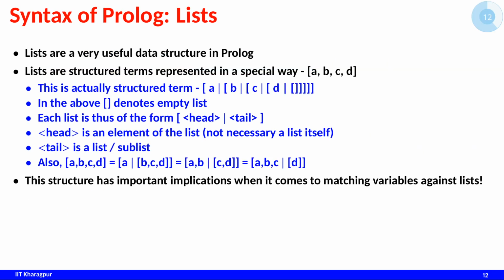Another important thing in Prolog is the list, which is a very useful data structure. Lists are structured terms represented in a special way. I can represent a list in this manner: within square brackets with a set of elements. And an interesting thing is that this structure can be represented in this manner as well.